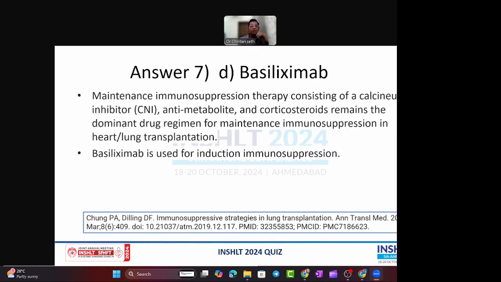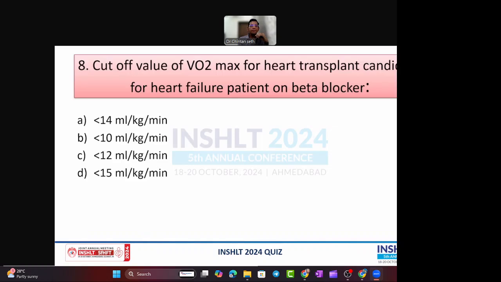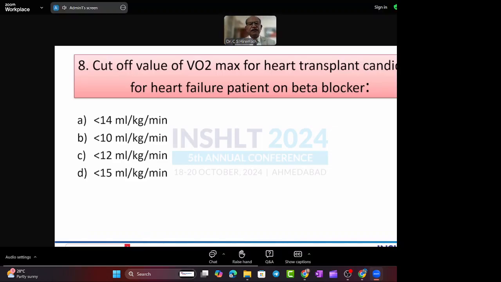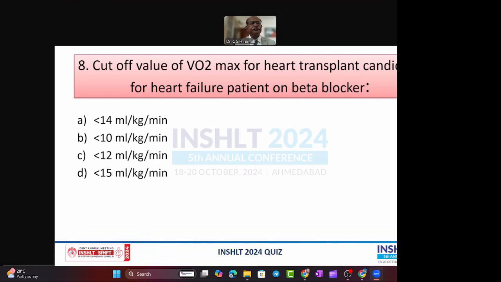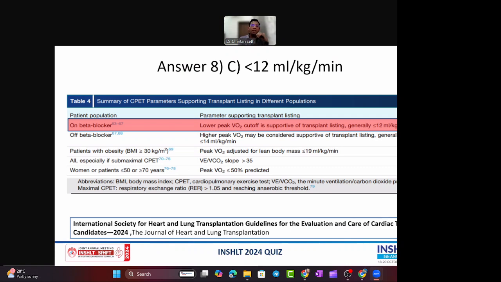Next slide, please. What is the cutoff value of VO2 max for heart transplant candidacy for a heart failure patient on beta blocker? So the answer is C, less than 12 ml per kg per minute. Yeah, please go ahead, sir.